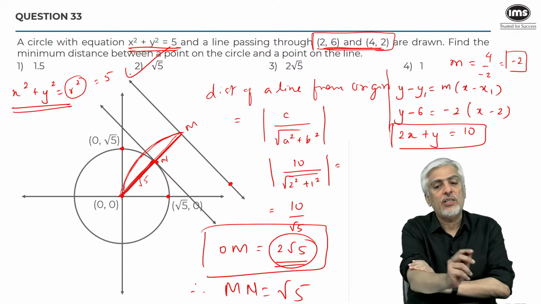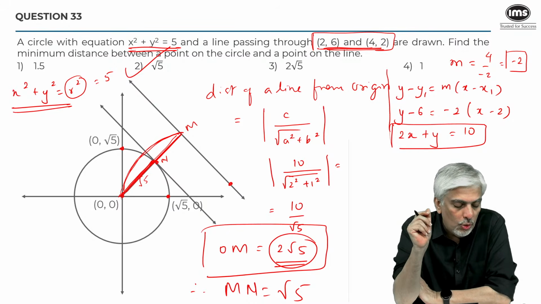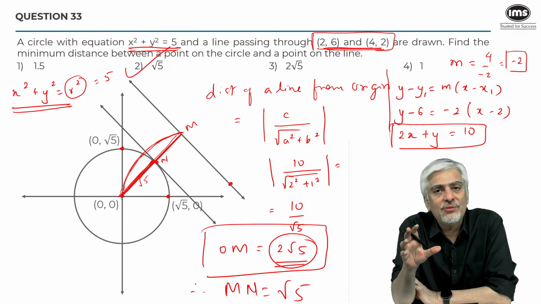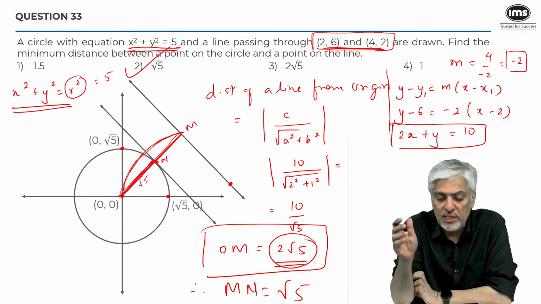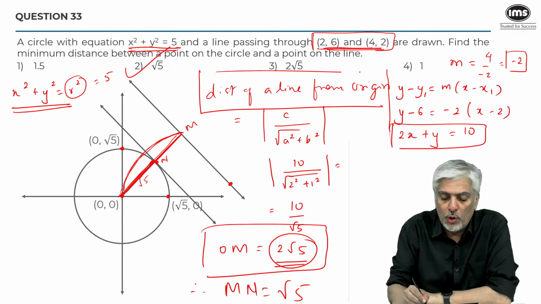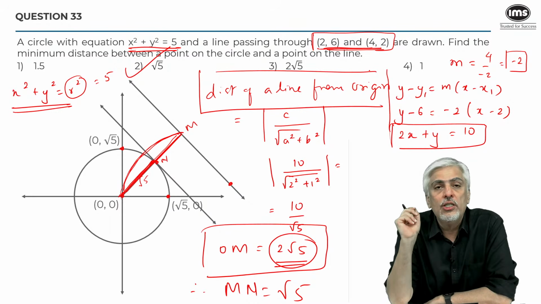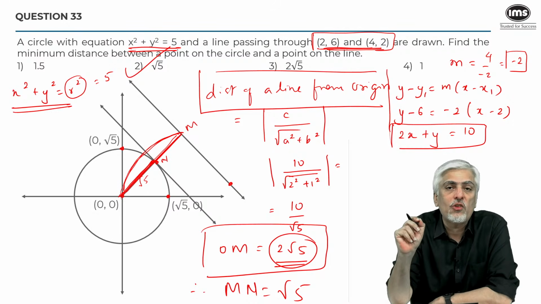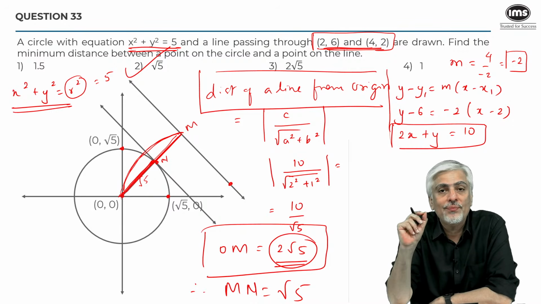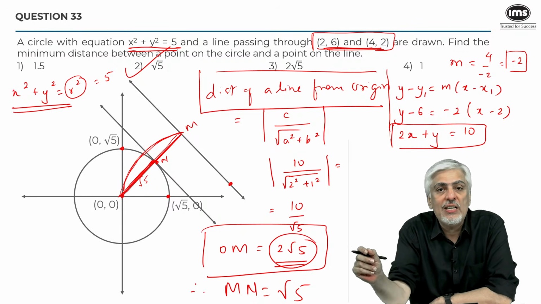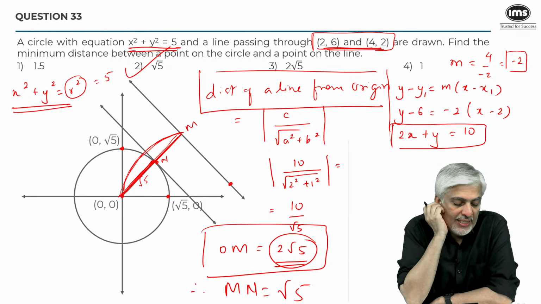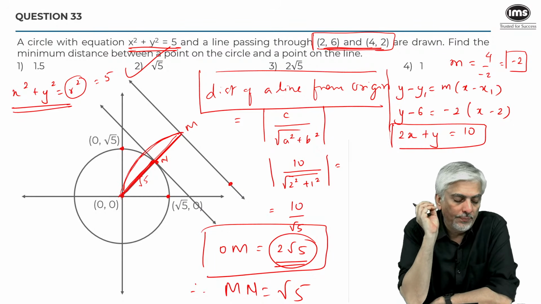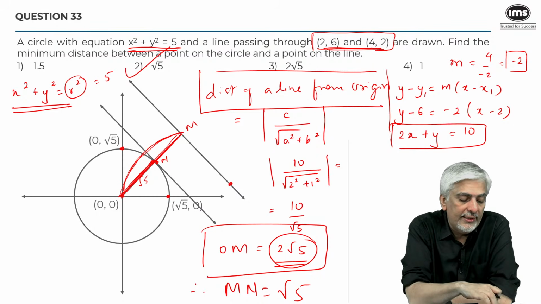Definitely a slightly difficult question for those students who haven't done coordinate geometry well. Even in general, I don't think it's a very straightforward question, but it has a very good property, distance of a line from the origin. Do you remember the formula for distance of a line from any random point? It is ax1 plus by1 plus c upon root of a square plus b square. Please remember that property also. Okay, got that?